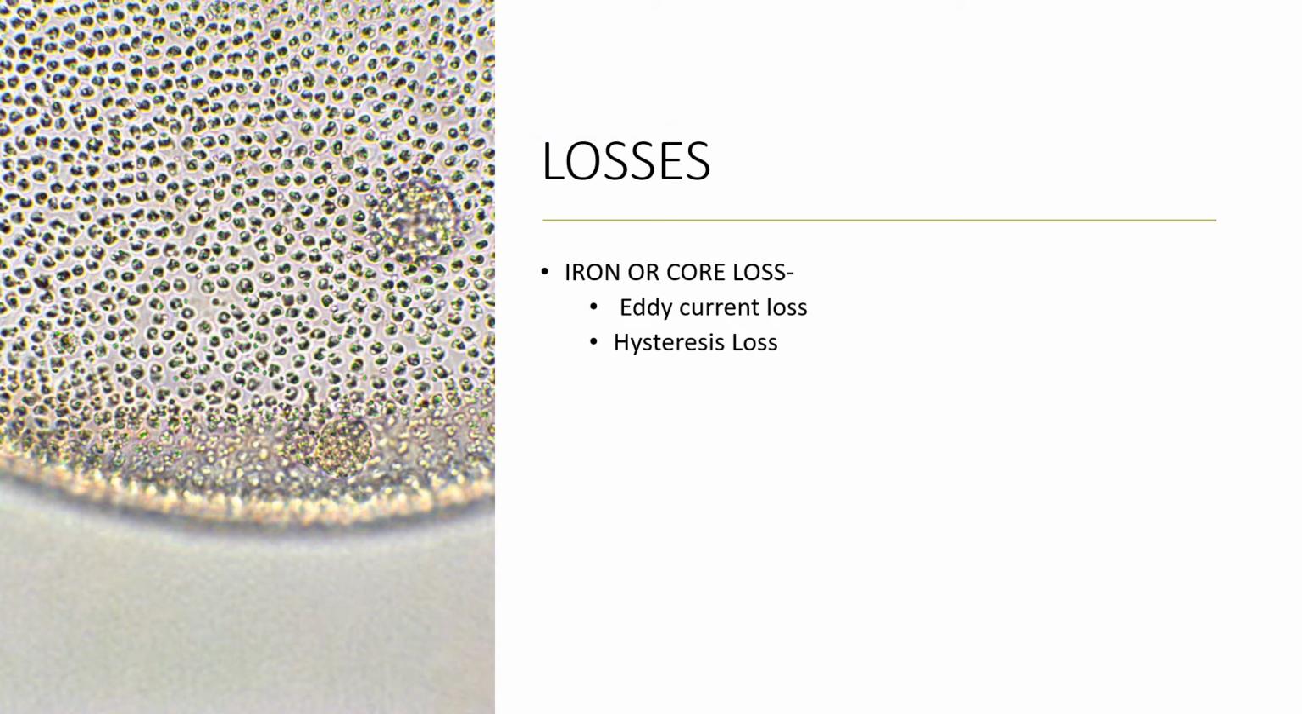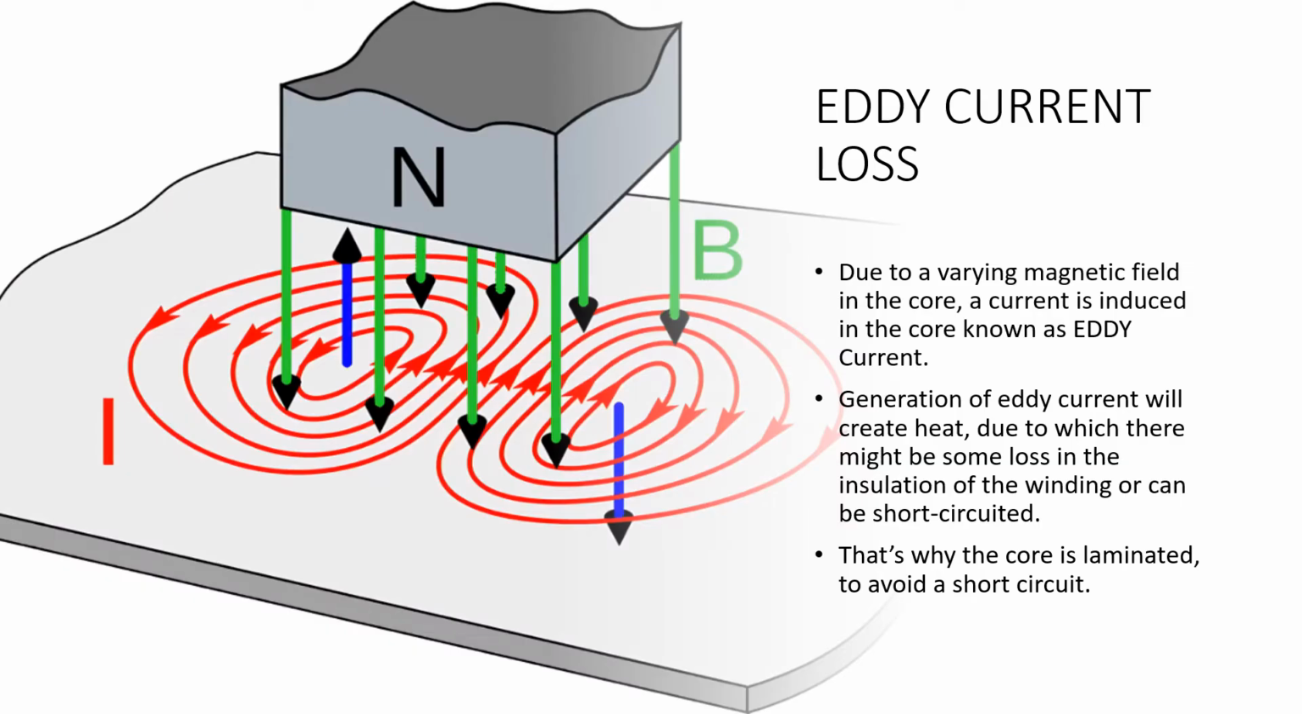Now we know there are two types of losses. There is iron or core loss, which happens due to eddy current loss or hysteresis loss. We'll observe what each loss is, how it affects the transformer, and how we can minimize it. Okay, moving on to the next slide. First, we'll be discussing the eddy current loss.